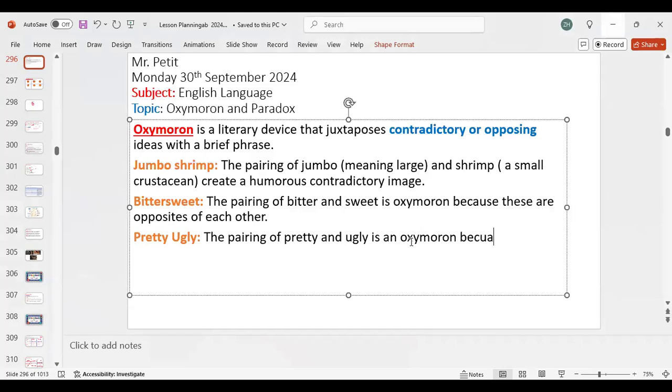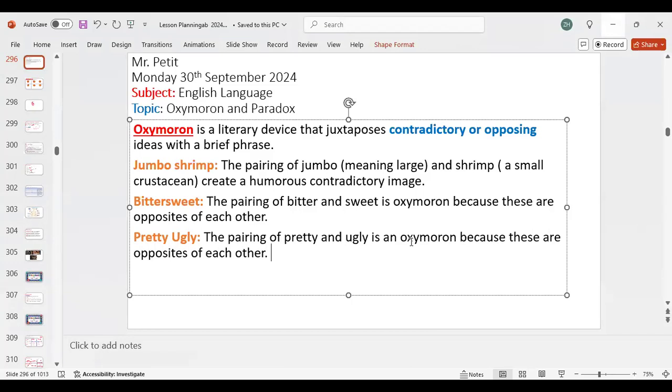Oxymoron, because what about jailhouse? What about ice cream? Good criminal. What about smart dummy? All right, that's enough examples. Y'all trying to kill me with examples. Jailhouse is a good one. What about oversized? All right, fight, opposites fire with each other.